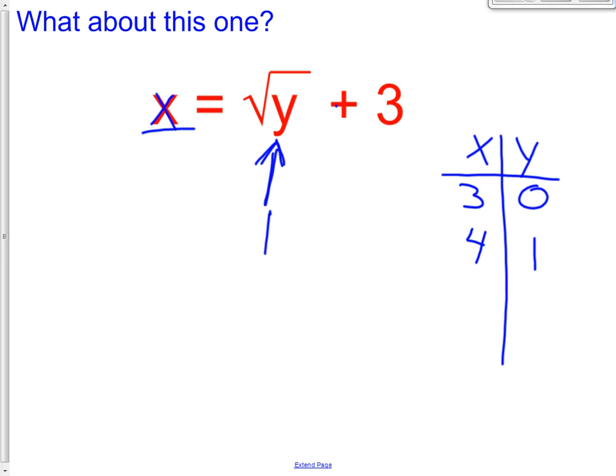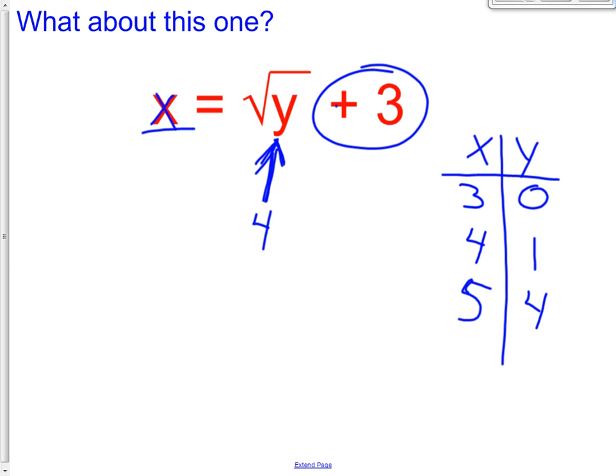Let's try this again, shall we? We did 0, we did 1, let's do 4. The reason why we would do that is because the square root of 4 is 2. So when we put in 4 for y, the square root of 4 is 2, and then 2 plus this 3, 2 plus 3 is 5. So when we put in a 4 for y, we get a 5 for x.